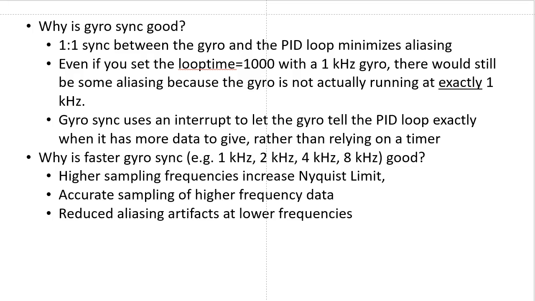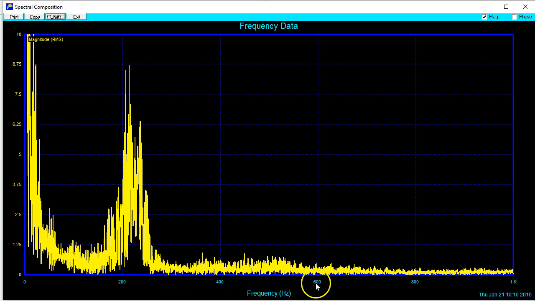Why is faster gyro sync good? 1 kilohertz, 2 kilohertz, 4 kilohertz, 8 kilohertz. Higher sampling frequencies increase the Nyquist limit. This results in accurate sampling of higher frequency data and reduced aliasing artifacts at lower frequencies. And again, if we go back here, we can see that the higher gyro sync is letting us look further up the frequency spectrum, right? And that's resulting in accurate sampling of this data up here, which is not too big of a deal in my opinion, because there's nothing going on at 900 hertz that affects your flight significantly.